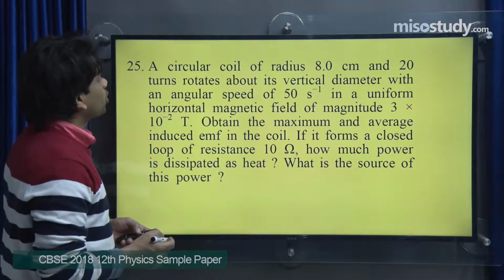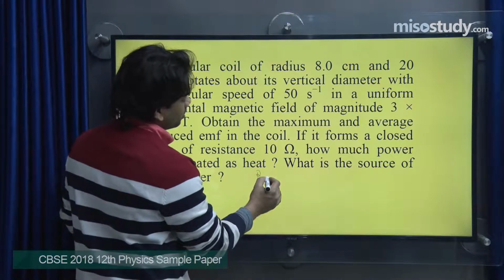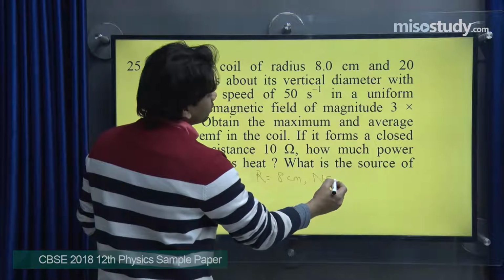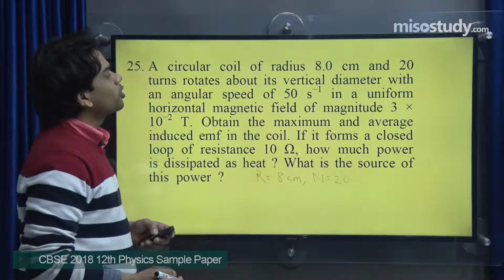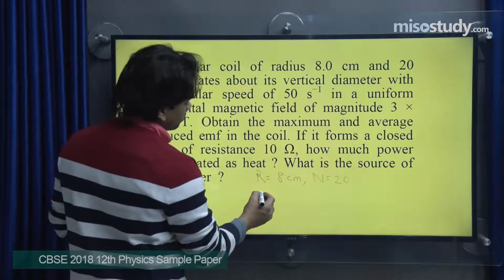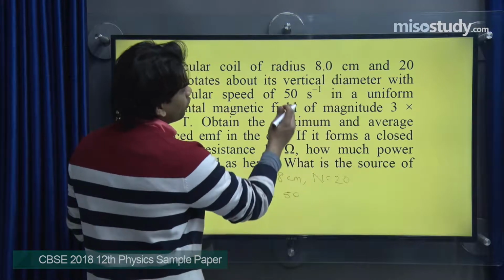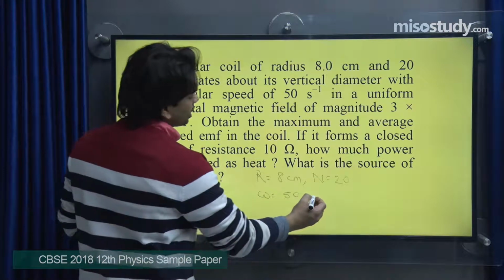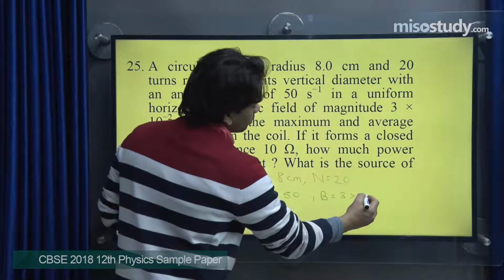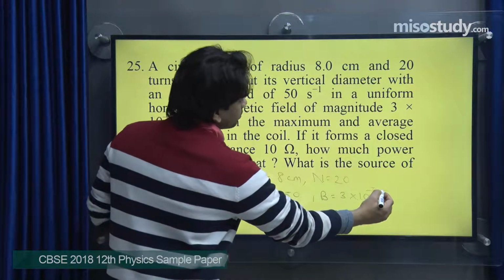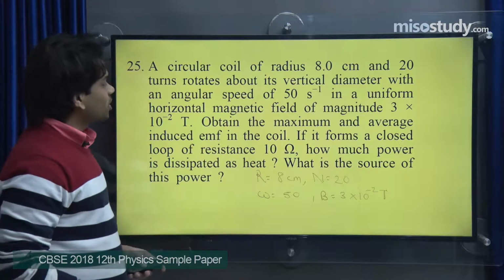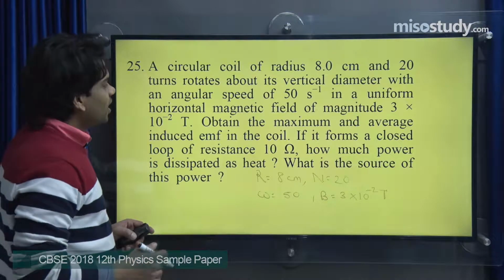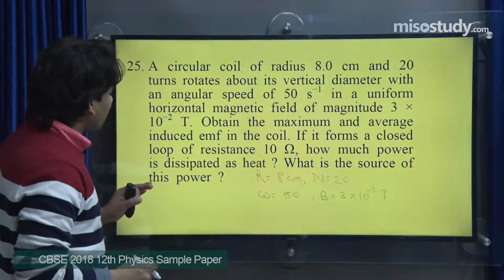Now see, the variables given are: a circular coil of radius 8 cm, 20 turns, capital N equal to 20. It rotates about its vertical diameter with an angular speed of 50, that is actually 50 radian per second, in a uniform horizontal magnetic field of magnitude 3 × 10^-2 Tesla. We have to obtain the maximum EMF and average EMF induced in the coil. If it forms a closed loop of resistance 10 ohm, how much power is dissipated?